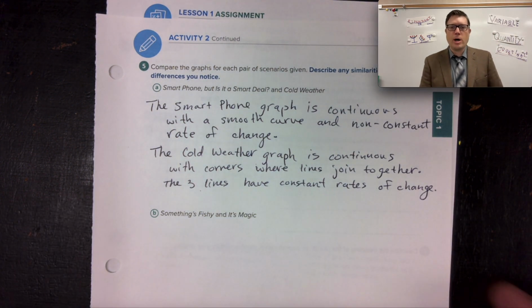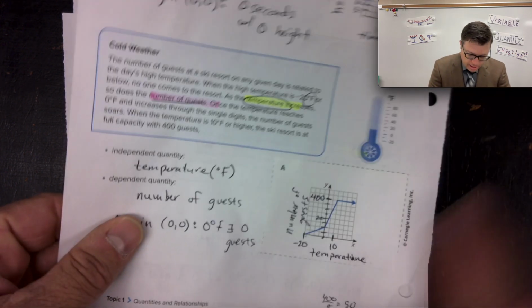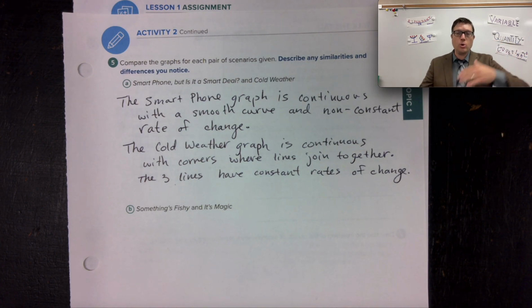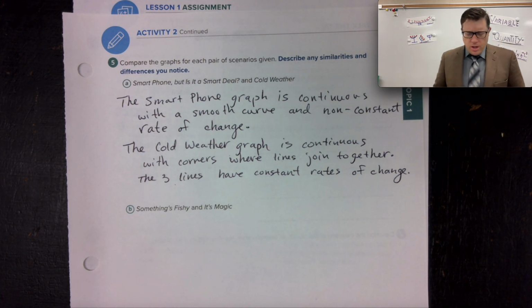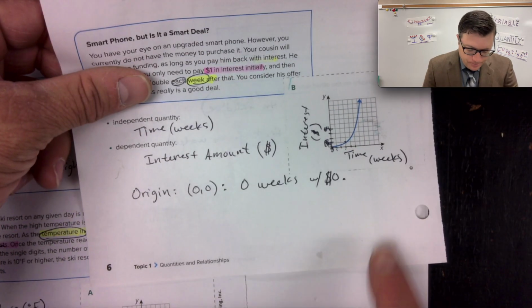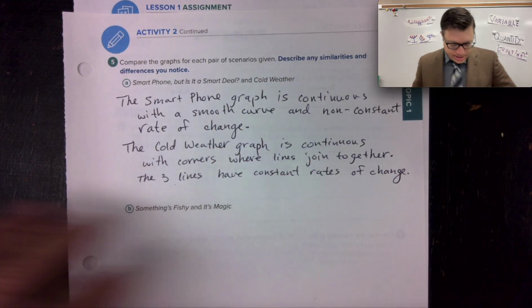Okay, I had to think about it while I wrote it, and so now I'm going to pause you. Maybe you're finding this part of the video. The cold weather graph is continuous with corners where the lines join together. And the 3 lines, that's what there are, 1, 2, 3, each have a constant rate of change, or they have their own constant rates of change. One other observation, though, that's important to notice is that both of the graphs, the graph for smartphone and the graph for cold weather, are increasing.